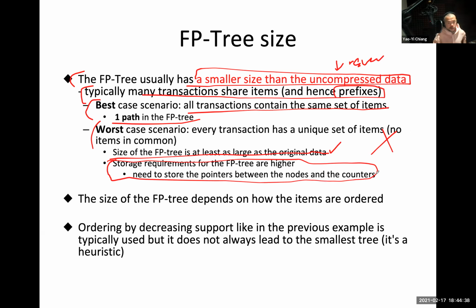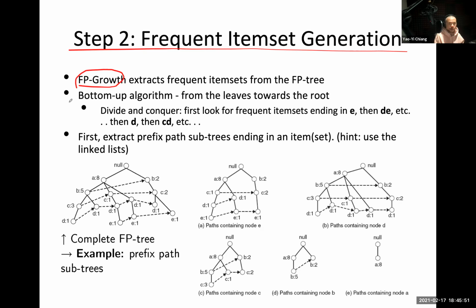So step 2 is now we want to look at the tree and generate frequent item sets. In this case, we are going to talk about the FP growth algorithm. And this is a bottom-up approach. That means we are going to start from the leaves toward the root, divide and conquer, look at E, determine if E is frequent, then look at DE, AE, and all these different things, okay?